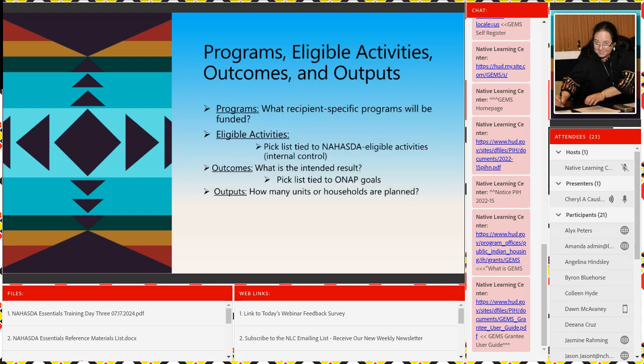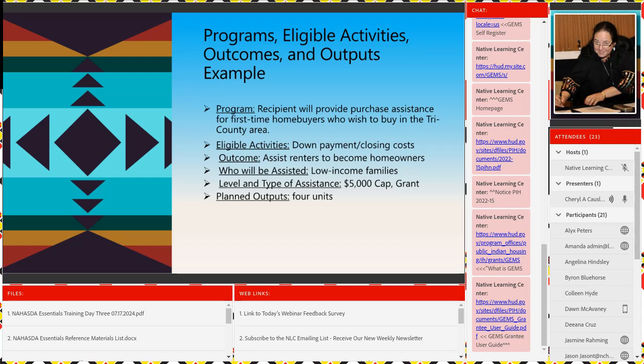So your programs, your eligible activities, your outcomes, your outputs: what recipient-specific programs are going to be funded, and eligible activities. There's actually a list. You pick from a list tied to your NAHASDA eligible activities. Outcomes, what is the intended goal? Pick from the list, okay? And outputs, how many units or households are planned, okay?